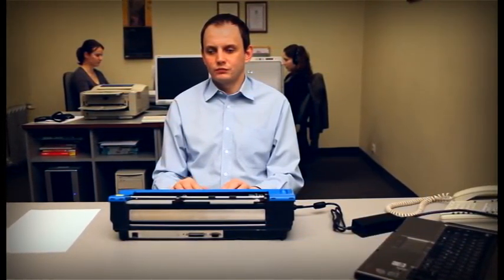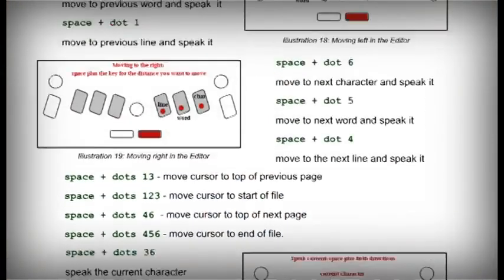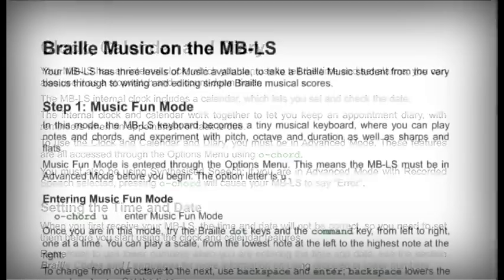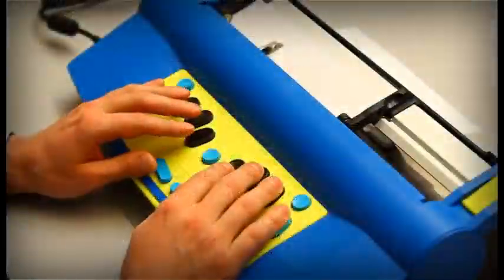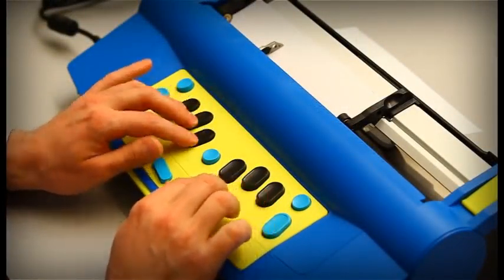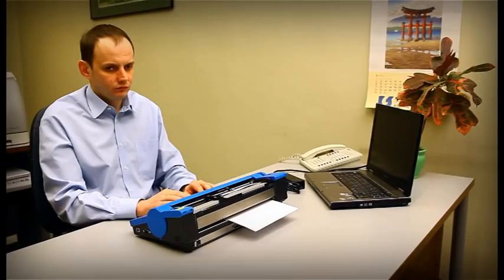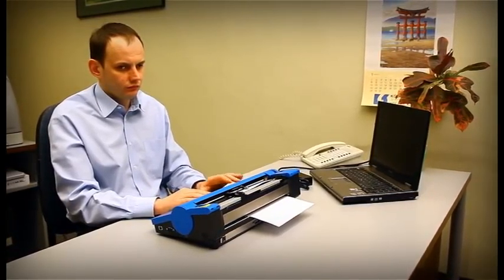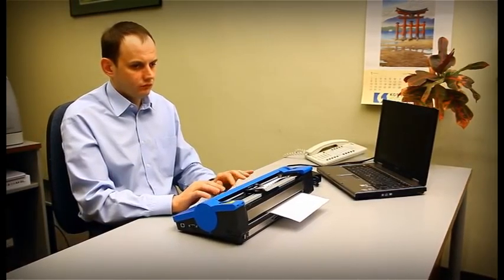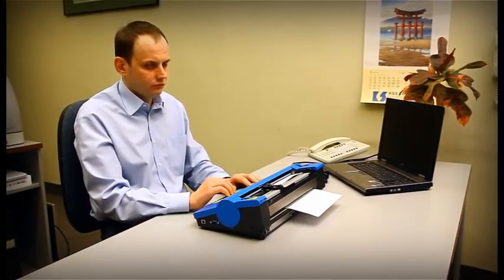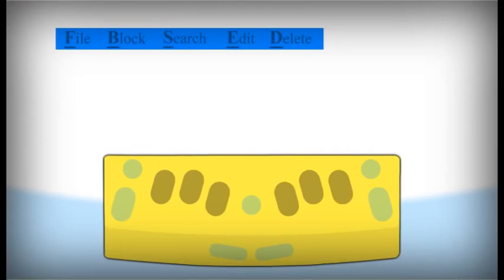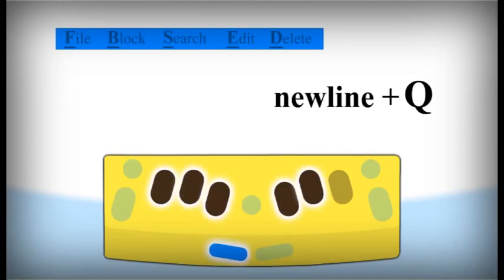The learning system is the model with the most functions and features, including the editor, the calendar, and the music editor. In addition to the simple function of saving a file in the memory, the Mountbatten LS offers a fully fledged editor. To run it, the user needs to type on the Mountbatten command edit with a file name. To exit the editor, press new line plus Q.